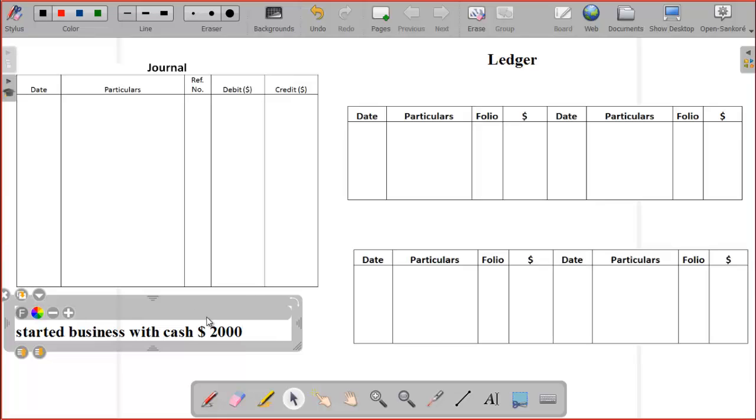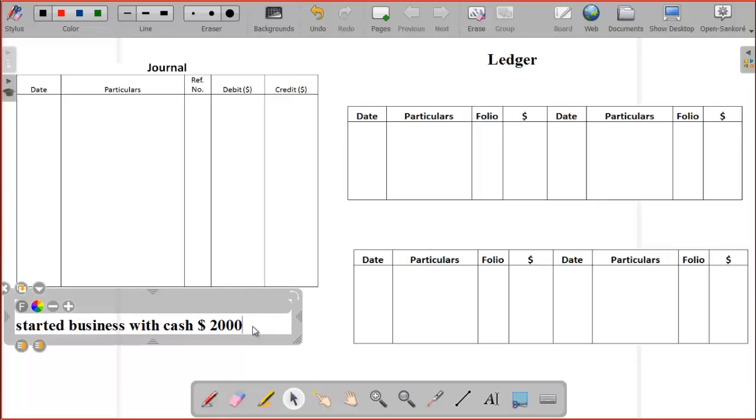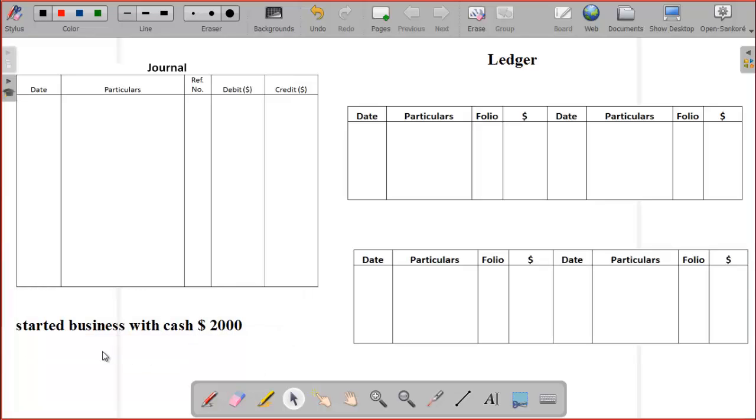Yeah, this is the transaction: started business with cash. Now see, first we record this transaction in this journal. This is the transaction, and first we record this transaction where? In the journal.